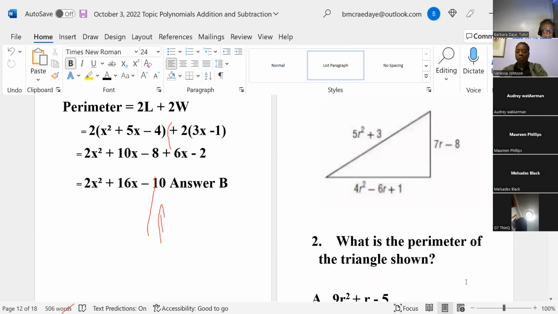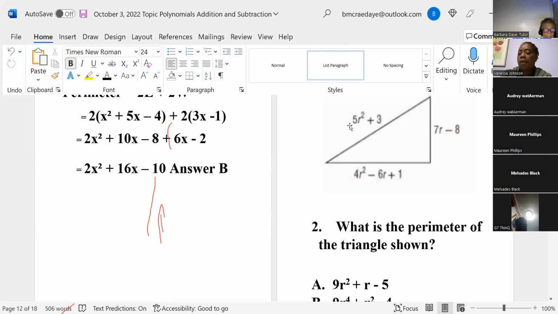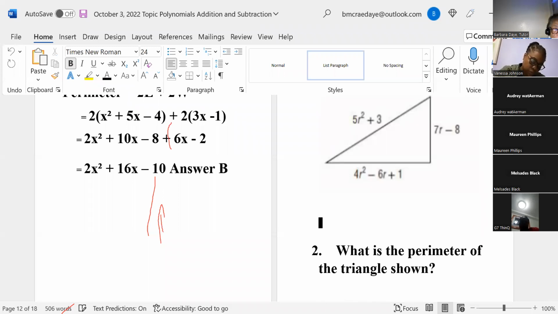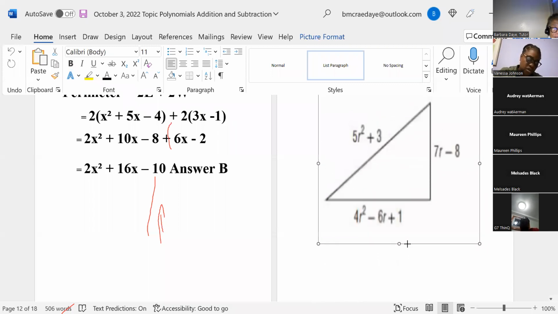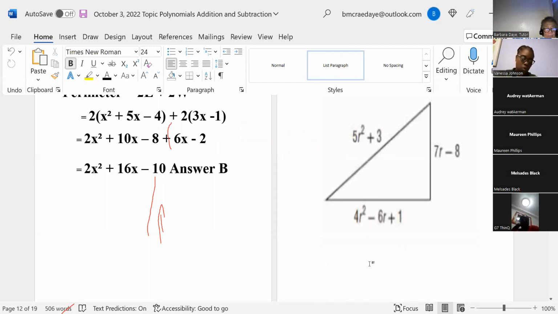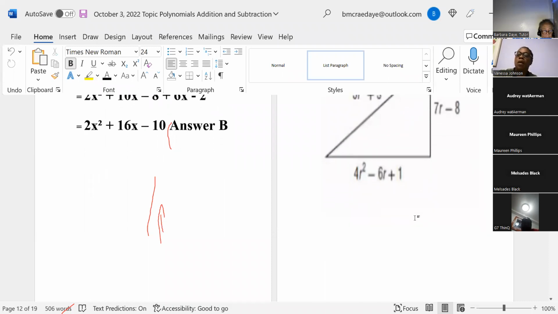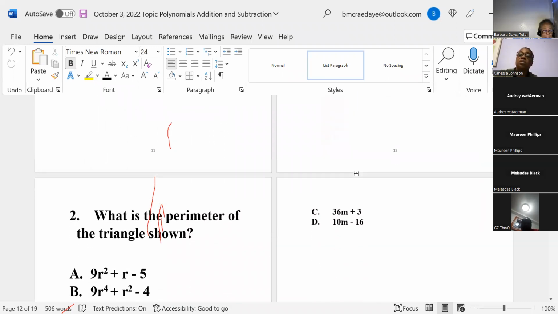Add up those sides and tell me what you get. So you have 5r to the second plus 3. It's a bit small, miss. A bit small, yeah, that's why I'm calling them out. This one I can make it bigger. Okay, can you see better now? Yes, thank you. Okay. 5r to the second plus 3, 7r minus 8, 4r to the second minus 6r plus 1. Add up those 3 sides, and that would give you the perimeter.